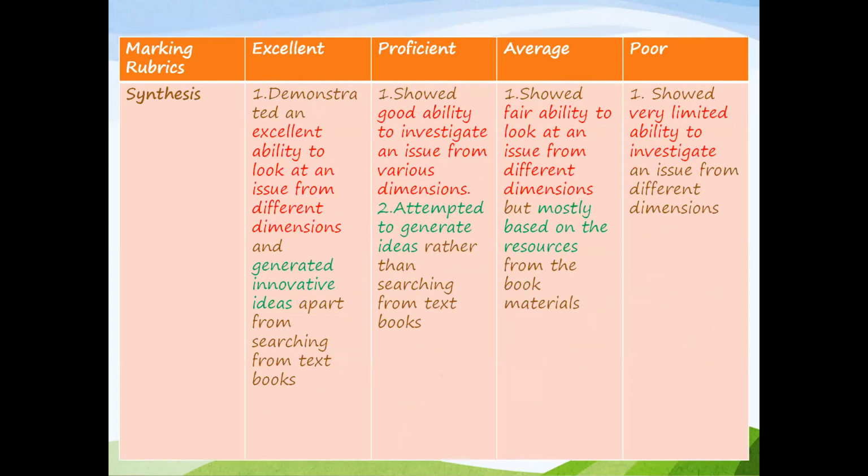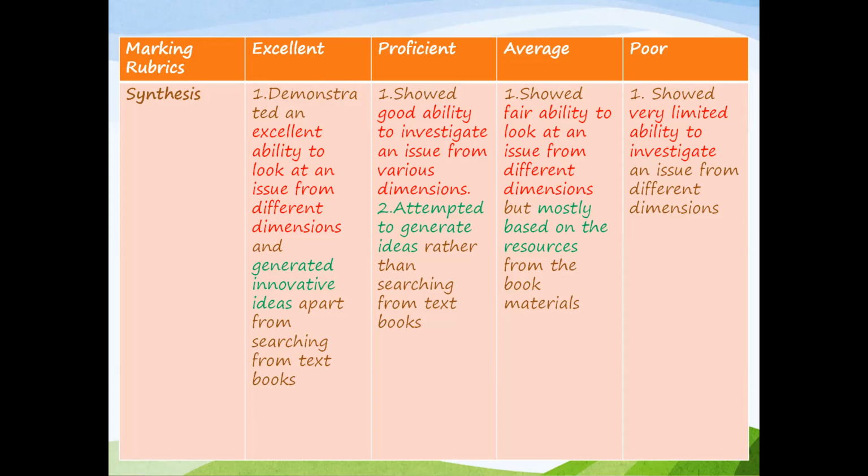If you have designed a question that needs synthesis from the topics within the syllabus, then the following methodology can be applied to measure the student's performance as excellent, proficient, average and poor. So an excellent ability to look at an issue from different dimensions, generating innovative ideas, falls under the excellent category. And a good ability to investigate an issue from various dimensions, where the student has attempted to generate ideas, can be defined as proficient.